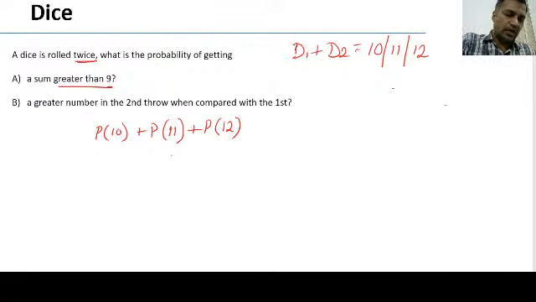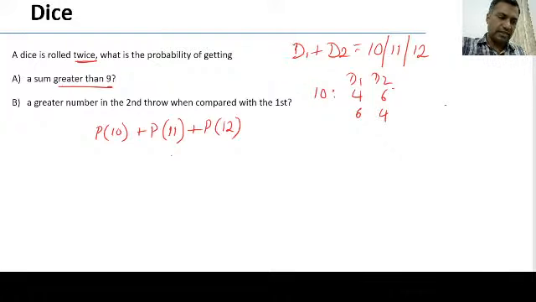Okay, so how many chances for 10? If I want 10, what can happen on dice 1 and dice 2? You may say that I got 4 here and then 6 here. Perfect. Or you may say that I will get 6 here and 4 here. That's also fine, because 4, 6 is different from 6, 4, because the dice is rolled twice. First time you roll, second time you roll. Did you get 4 first or 6 first? That's the question here.